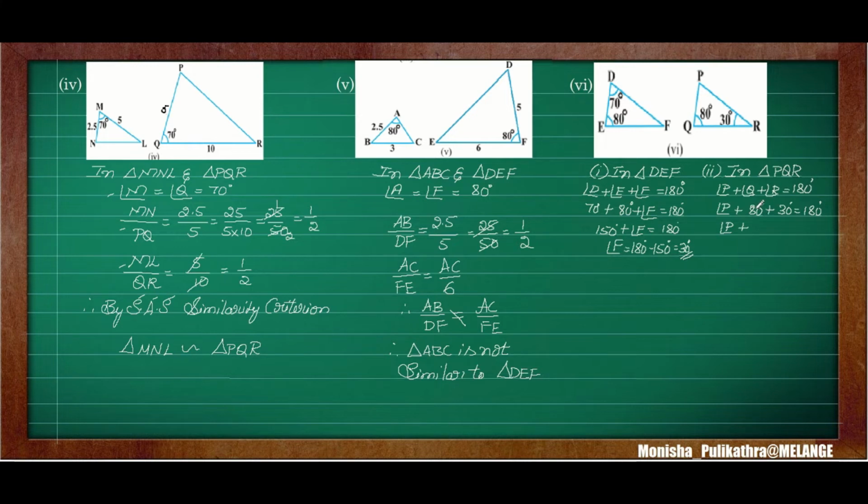So here angle 80 plus 30 is 110 degree, which is equal to 180 minus angle P. Angle P is equal to 180 degree minus 110 degree, that is 70 degree. Okay, angle P will be 70 degree. Here angle F is 30 degree and angle P is 80 degree. Next we need to compare these things.